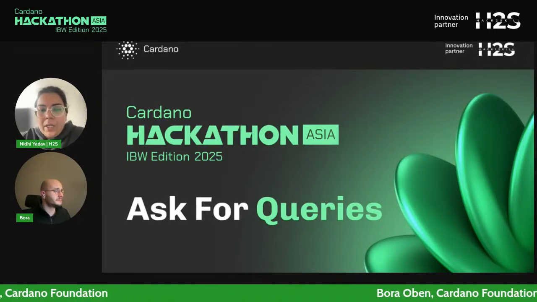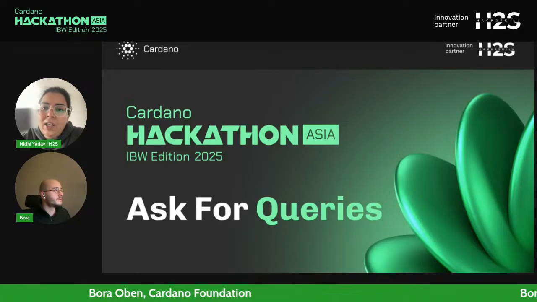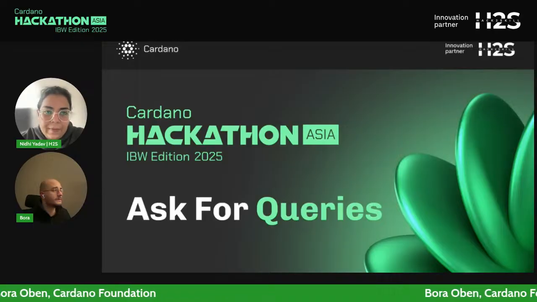Okay. Another one is what parts of Aiken's type system matter most for preventing incorrect contract states?